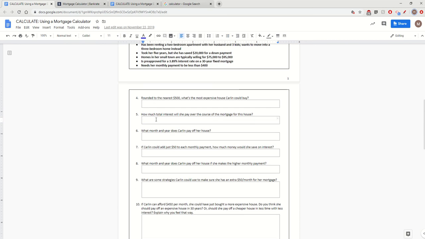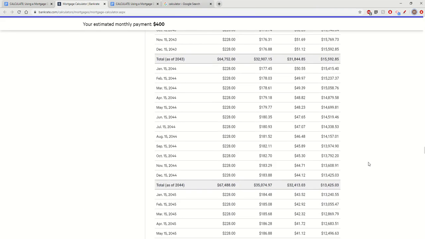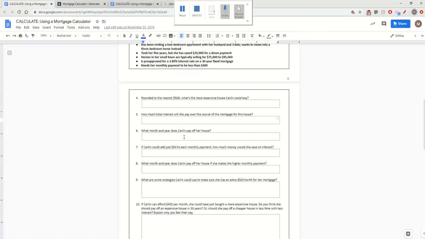Number 5, how much total interest will she pay? Let's take a look at the amortization schedule, go all the way to the bottom again. And it says 33,907. So that is how much she would pay in interest over those 30 years, an extra $33,000.